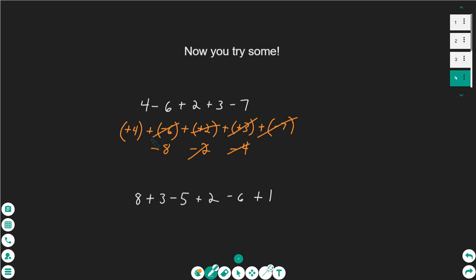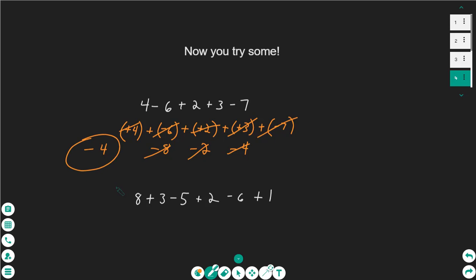So now we have our negative 8, and then we're going to add to that the positive 4. Signs are different. The larger number is the 8, which means we're going to have a negative answer. And then 8 minus 4 is 4. So our final answer is a negative 4.